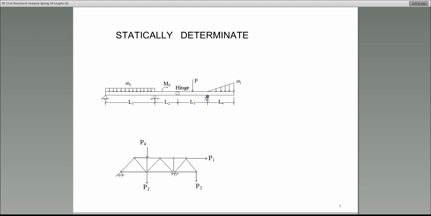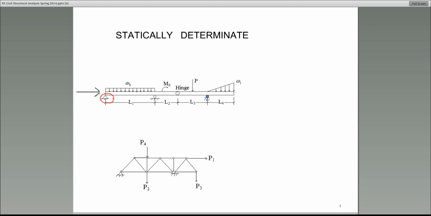Let's say that this is on the test, and we are looking at deciding whether this is a determinate or indeterminate. Step number one, the first thing that you do is you need to identify the supports. All right, so how many supports does this structure have? The beam. All right, well, I'm going to show you the supports. This is one. This is a support.